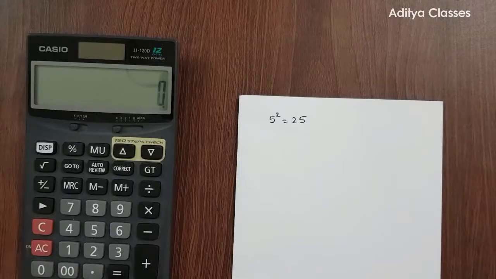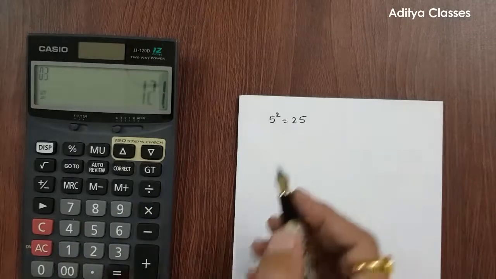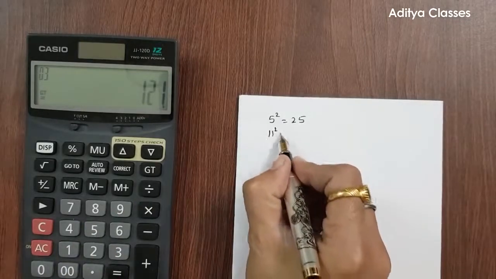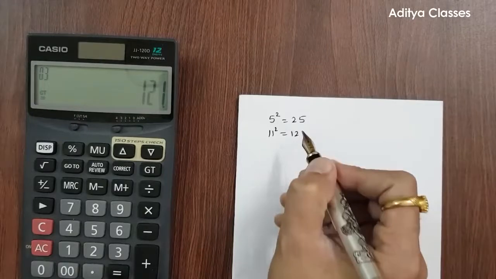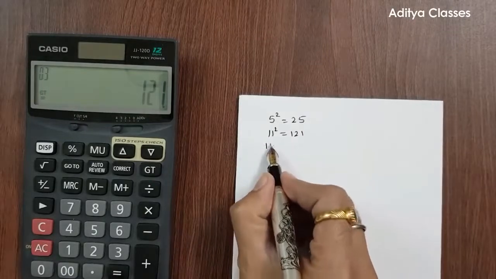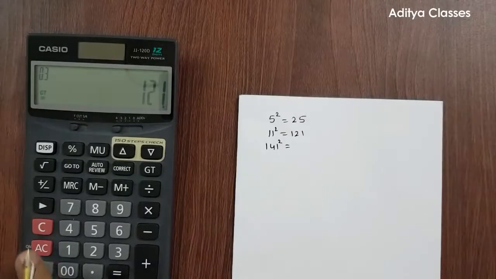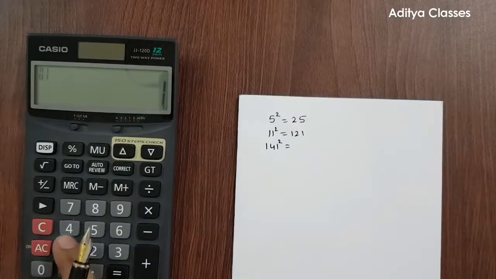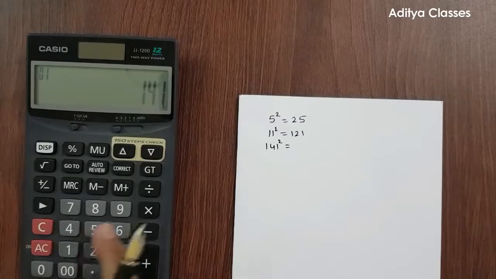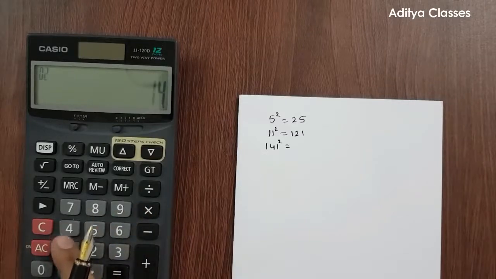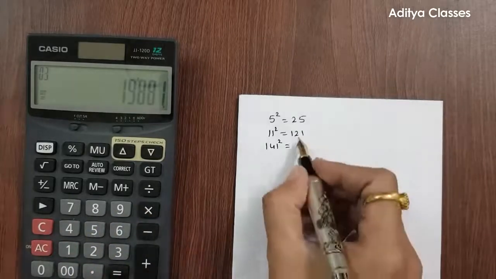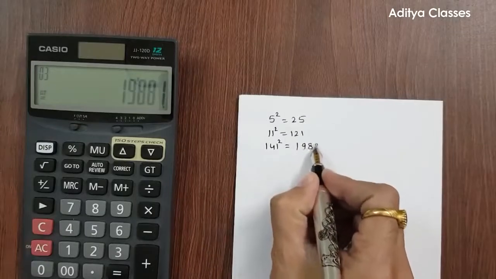Let's say I wish to find out square of 11. I would go 11 multiplied by 11 is equal to 121. Now let's say I wish to find out square of 141. How do we do it? 141 multiplied by 141 is equal to 19881.